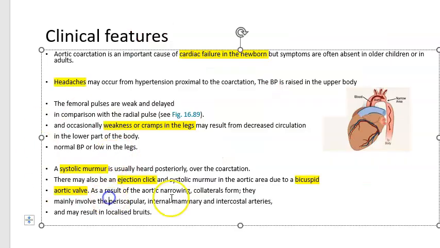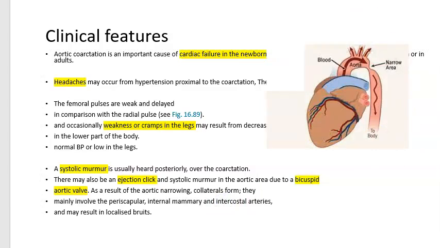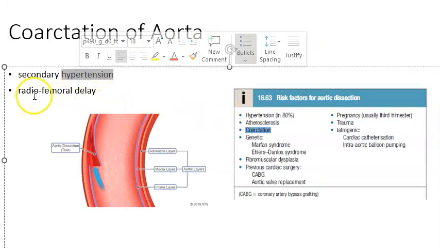Okay. So as a result of this aortic narrowing, collaterals can form. Because there is some narrowing here, the blood has to flow, so it will create some collaterals. It will have to go like this or like this, so it will have to create some pathways. They mainly involve the periscapular, internal mammary and intercostal arteries, and this may result in a local bruit. So where might it join? It might join the internal mammary artery, periscapular artery, intercostal artery. So there might be some collaterals which form here, and these may also cause a localized bruit.